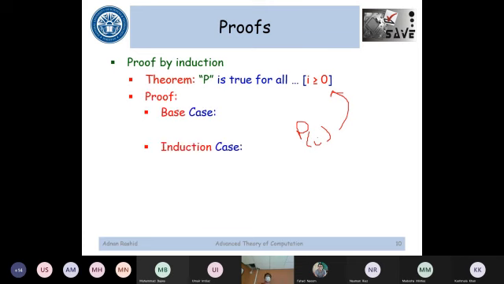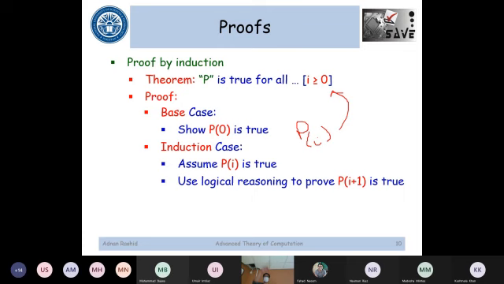So how would you do this? You have two cases for the proof of this kind of theorem. You have a base case and then you have an induction case. The base case is quite evident: you have to take a value of I equal to 0 for this case. And what is the induction case? That is what exactly you told us: we have to assume P of I is true.